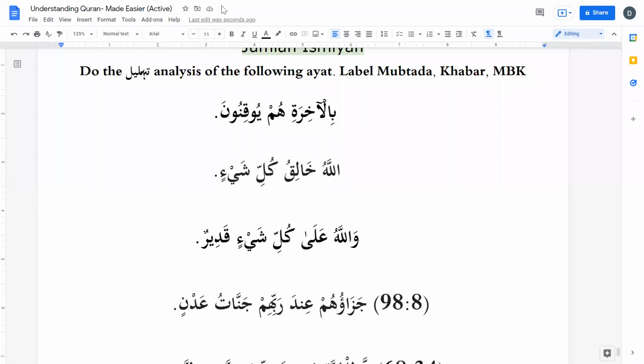So this is the summary, it's like summarizing the whole chapter, lesson 17. Okay. So keep in mind that for mubtada we are going to use the circle, for khabar, square, and for MBK, we are going to underline MBK, okay?